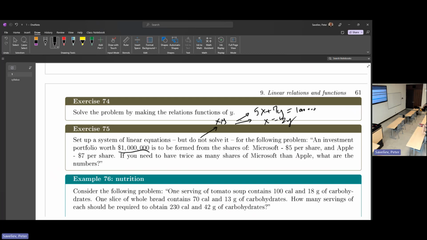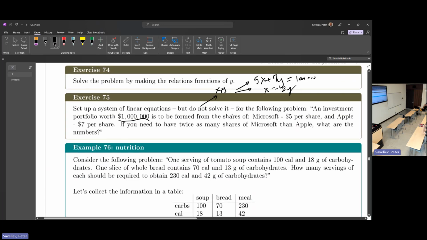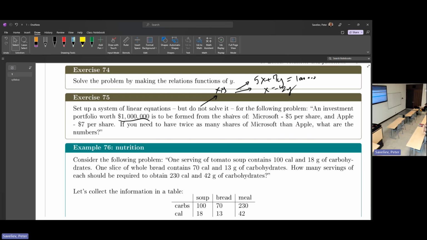Okay, so let's do another problem. There will be more. So here's a problem of entirely different nature. We're looking at nutrition. Tomato soup contains 100 calories and 18 grams of carbohydrates, whole bread, it says 70 calories and 13 carbohydrates. How many servings of each should we require to obtain 230 calories and 42 grams of carbohydrates?